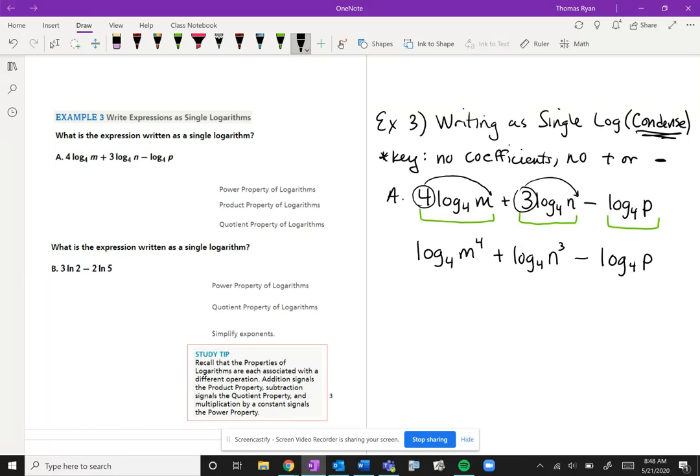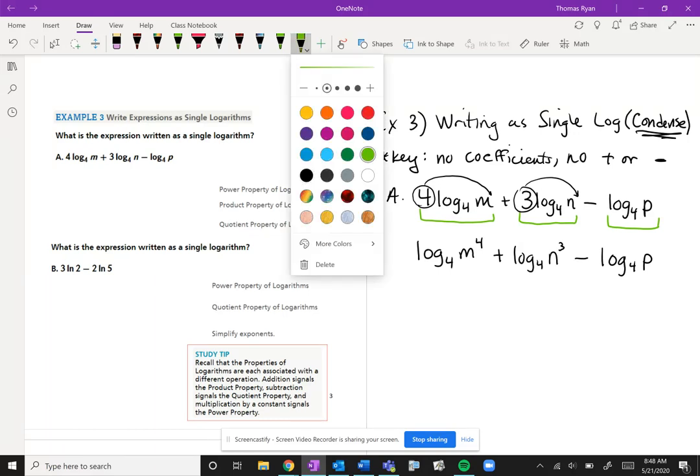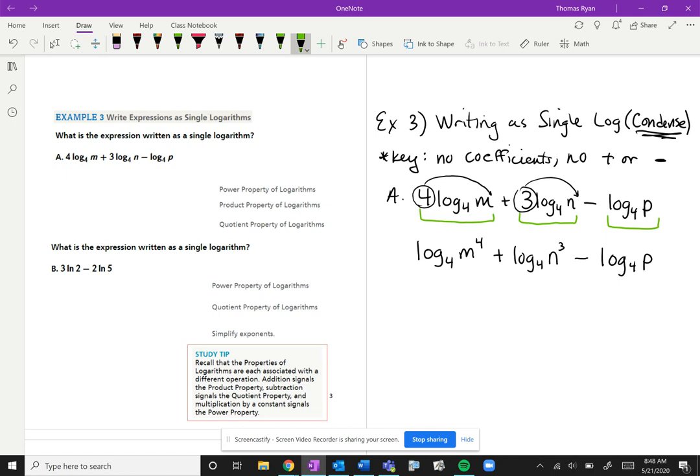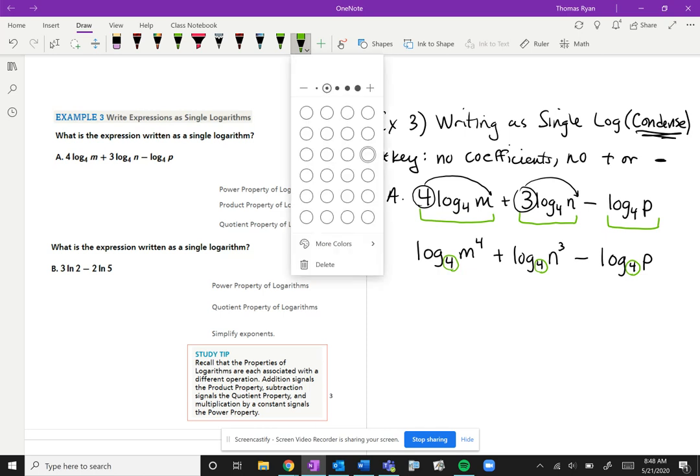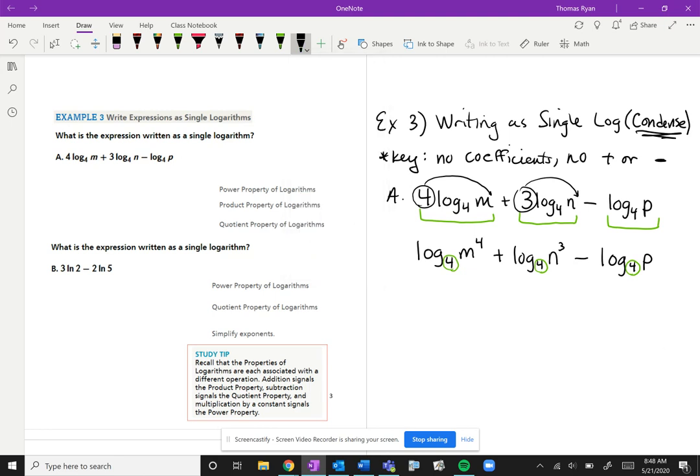And now that we have all of them rid of coefficients, we want to look at our log bases: 4, 4, and 4. Which means that these can all be condensed into one. Remember, you can only condense things into a single log if they have the same log base. So the fact that they do, we can go for it. So for these two, the operation addition tells us it's going to be the product of the m and the n term. And then this subtraction tells us that we are going to have division by our p term.